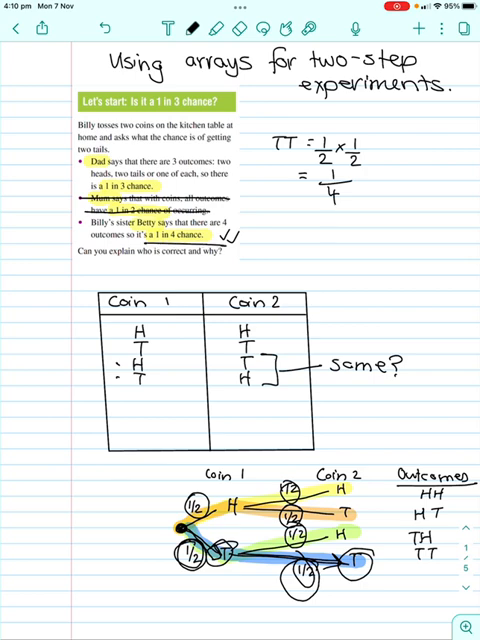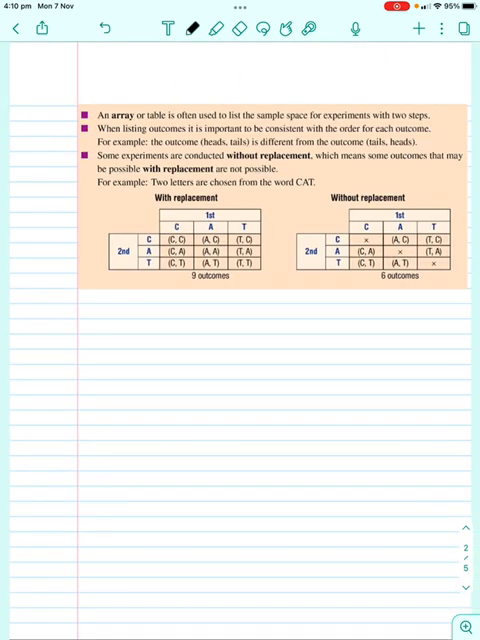You don't have to worry too much about these tree diagrams right now. We are going to look into them a bit later on, but I thought it might be useful to see that there are other ways to do it, and personally, I find it easier to use tree diagrams. But let's jump back to arrays and have a look at our notes.